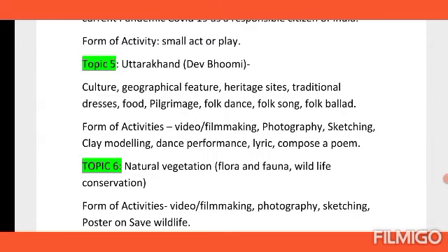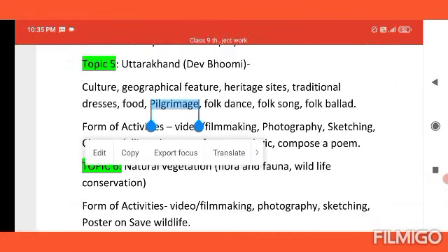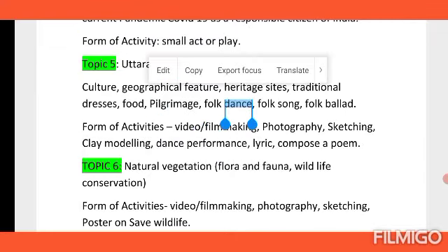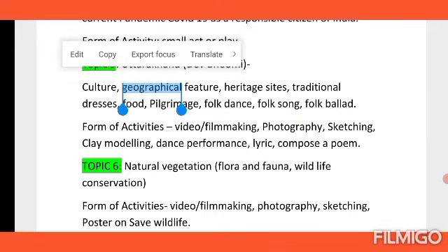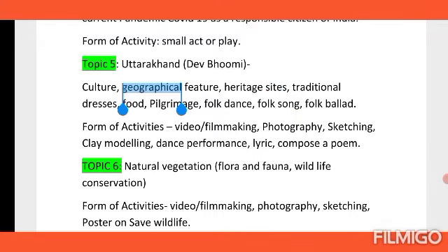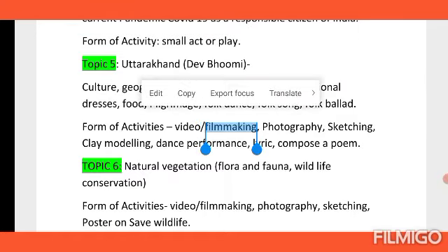But you don't have to cover all the things when we are discussing this topic Uttarakhand Devbhoomi. You can take any of the topics, like pilgrimage, religious places in Uttarakhand, 1 or 2 of them. You can take dance only, you can take heritage sites of Uttarakhand, or you can take the culture or the geographical features of Uttarakhand. So any 2 or 3 topics from here you can pick up. But what will be the form of activity, how will you perform this activity? You will do it in the form of video or filmmaking.